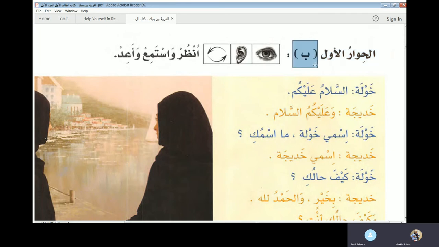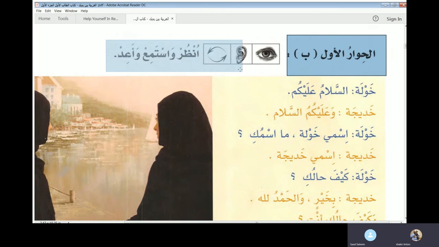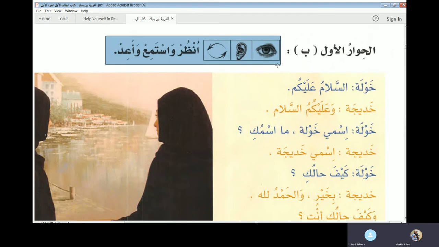All right, so let me say it again. Don't mind me. Sometimes I gotta keep repeating it so I can get it. It's okay. Al-hiwaru al-awwal. First dialogue. Part two. Okay, part B. Aleph is A.